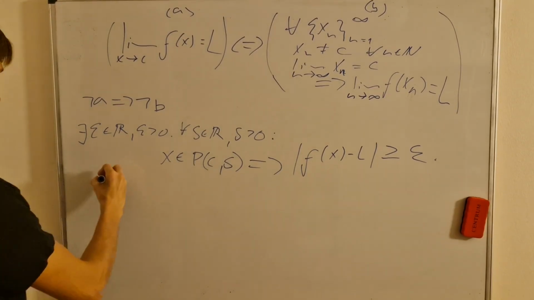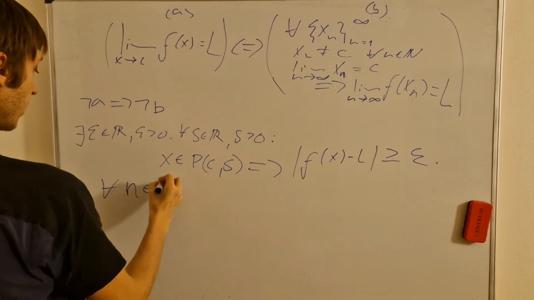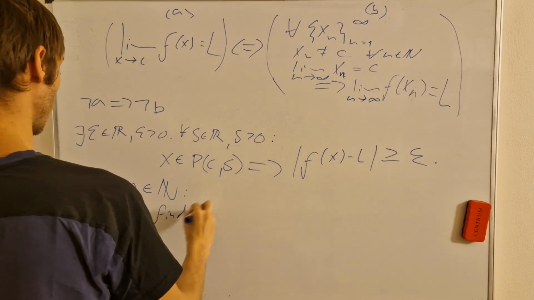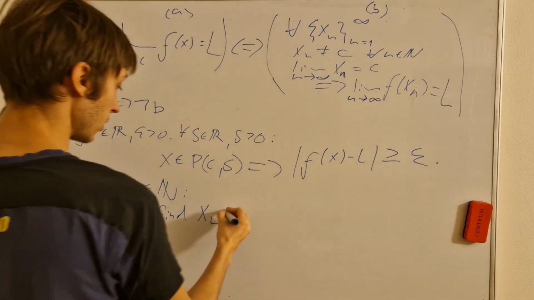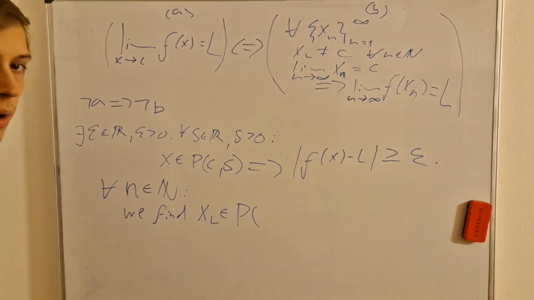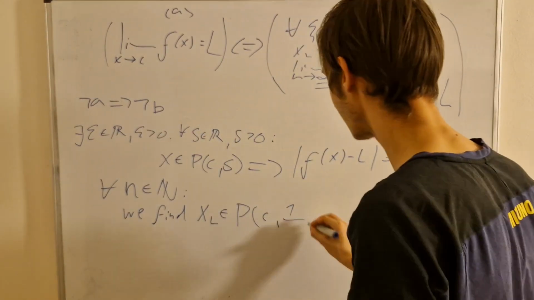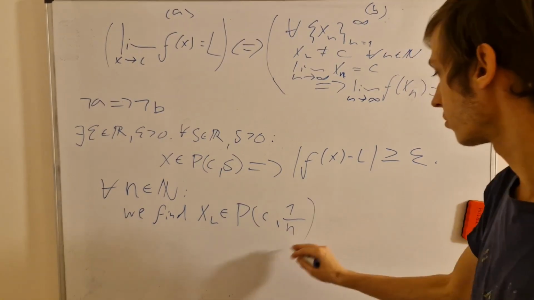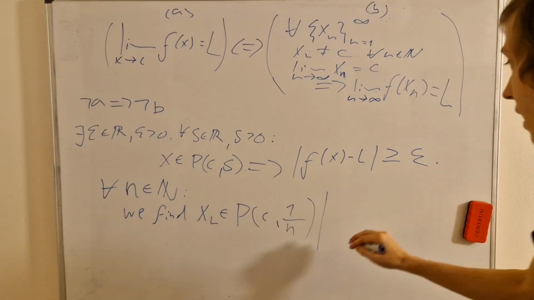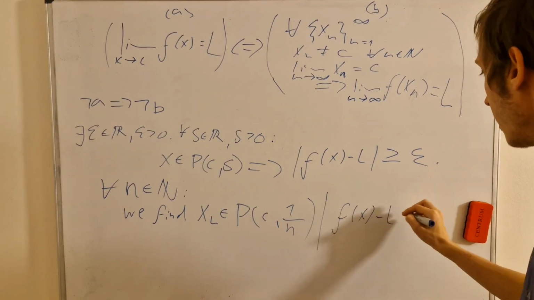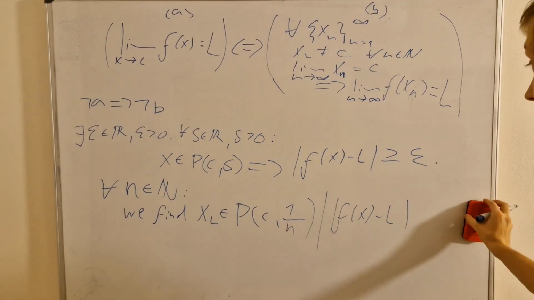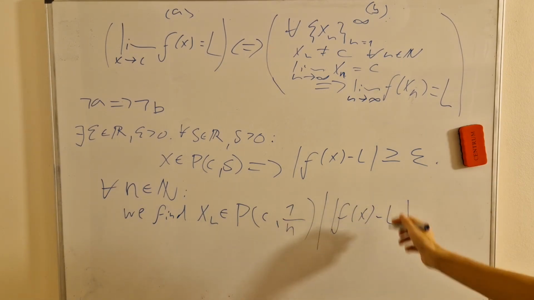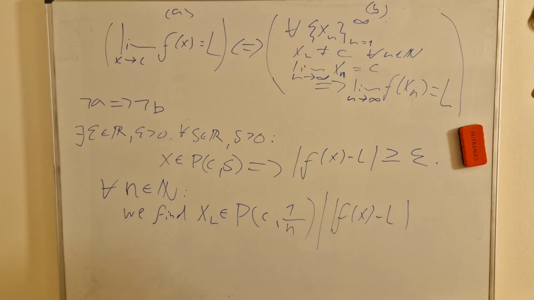Now for every n in natural numbers, we find xn inside the neighborhood around the point c, bounded by some number 1 over n, such that this is actually true. So we have a big distance between, or some minimal distance, but possibly bigger than that, between the limit value and what f of xn is.